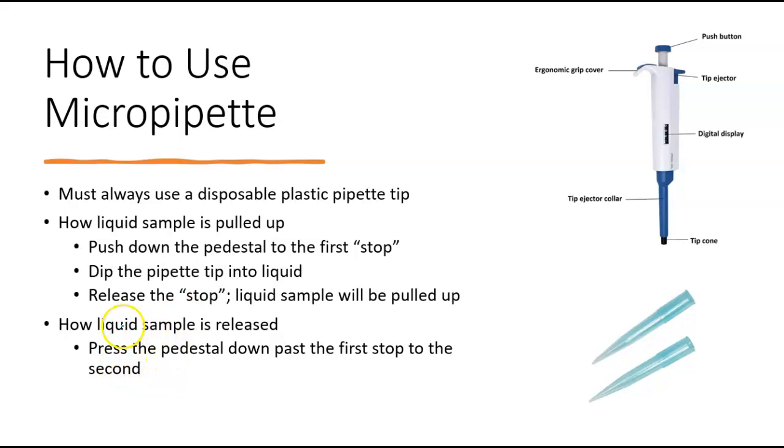Now, when you want to eject this liquid, what you're going to do is press down on this button again, but you're going to go past the first stop. You're going to go past the first resistance, and you're going to push down to the second resistance. And that's how the liquid is going to be released from the pipette.